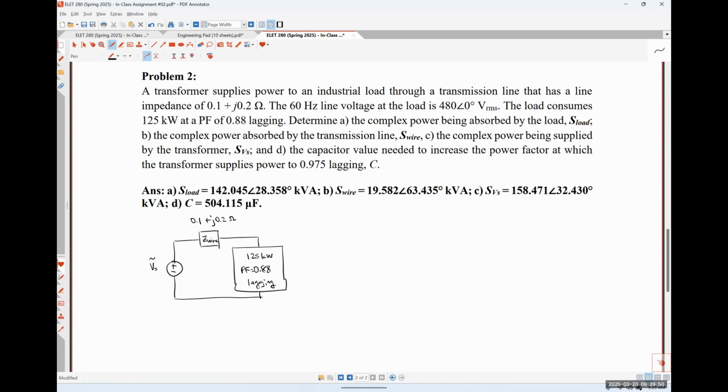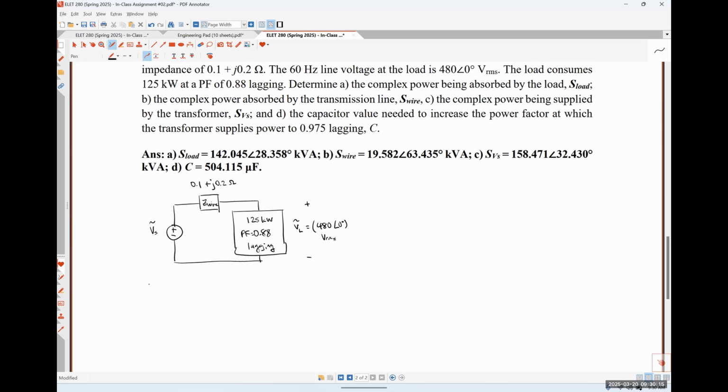We are also told that the voltage drop across our load is 480 angle 0 degrees volts RMS. So in part A, we are asked to determine the complex power being absorbed by our load. So how are we going to do that?